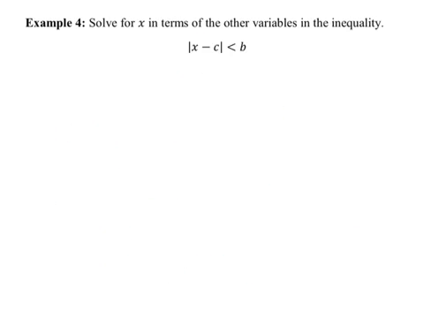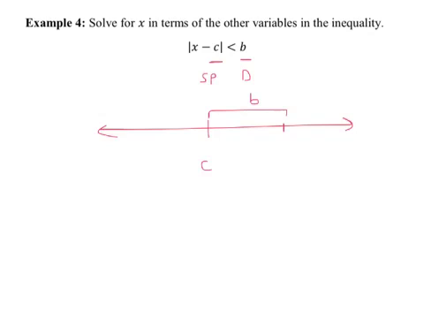Example 4 says solve for x in terms of the other variables in the inequality. This looks confusing at first, but we have to identify this right away as our starting point. And this is going to be our deviation. So let's start at the point C. That's our starting point. It doesn't have to be a number. Let's deviate by a distance b. So if this distance here is b, then this really is just c plus b. And if this distance is b, then to get here, it's really c minus b.